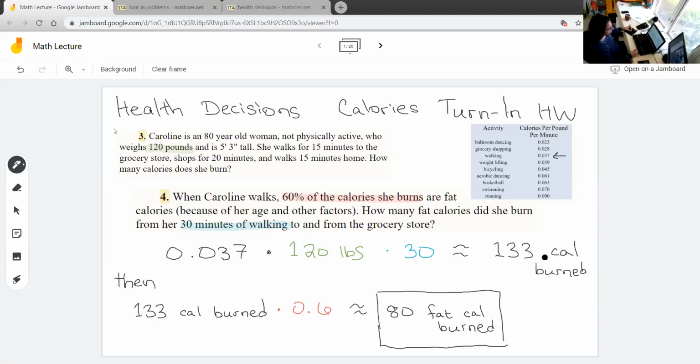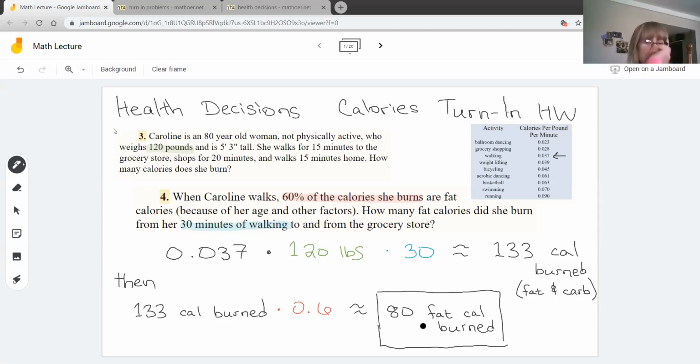So 2 steps. We have to first find how many she burned total of both kinds. And then we have to say of those. Okay, I thought I got that wrong. Okay, good question.